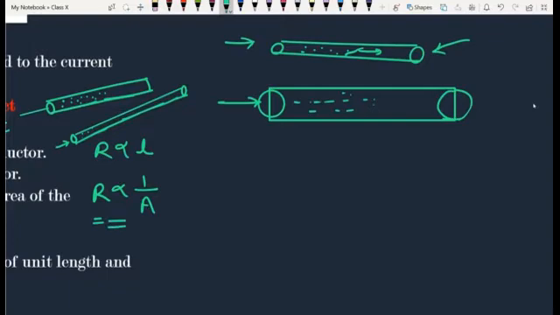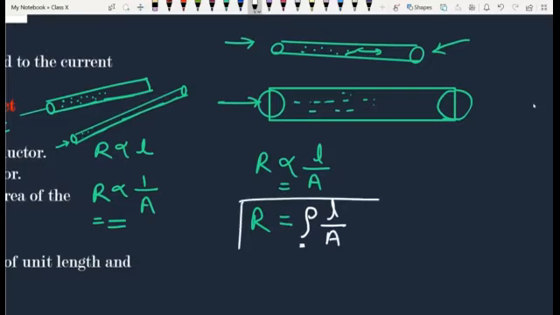Now, by combining these expressions, we can write R is proportional to L by A. When we replace this with an equal sign, we get a constant. That constant we denote by this sign, called rho. So R equals rho L by A. This is the formula for resistance.